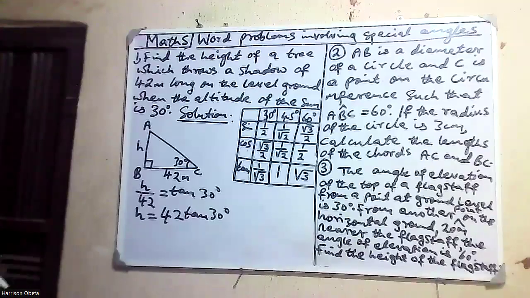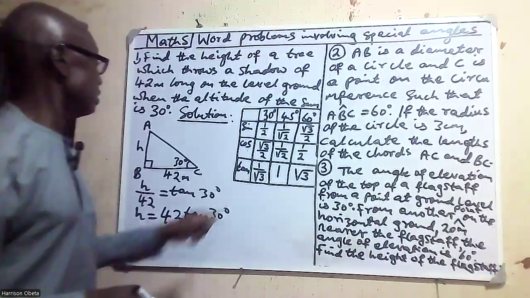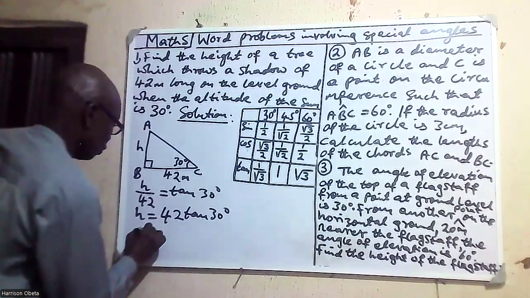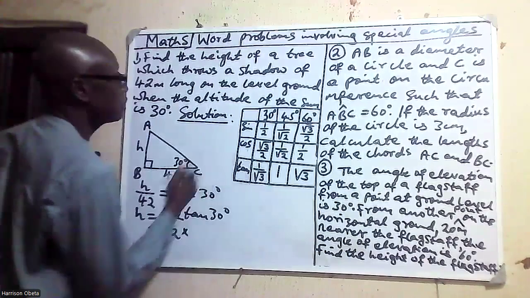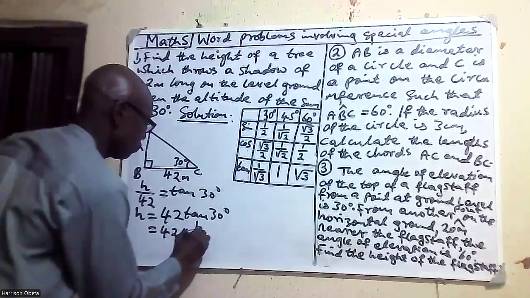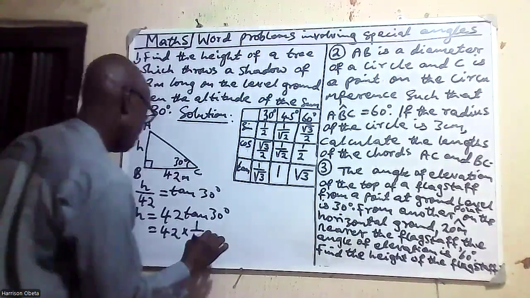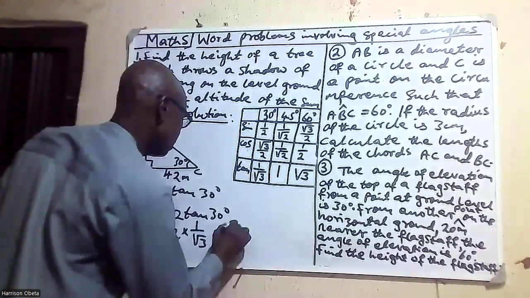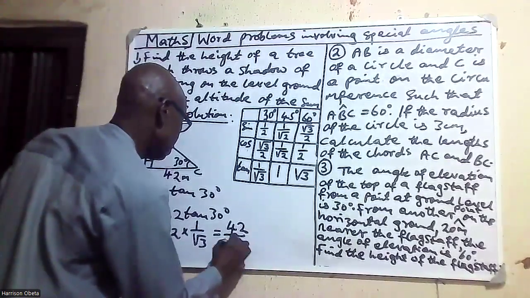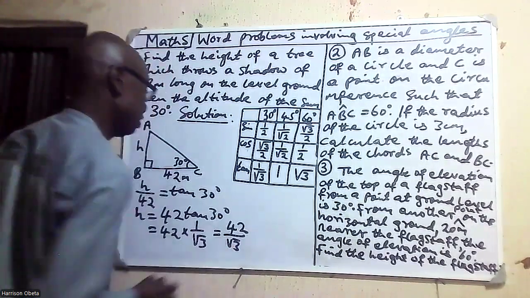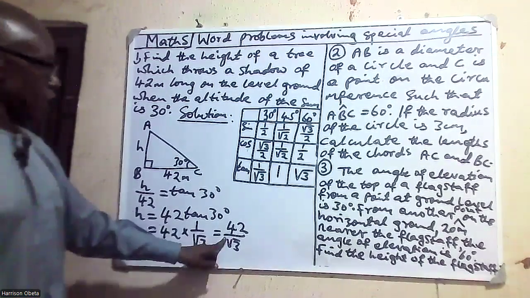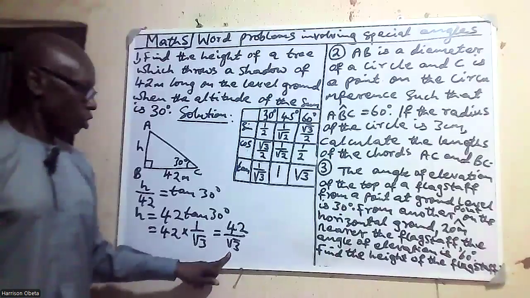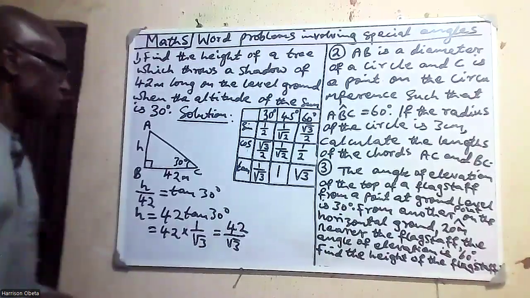Well, from our table, tan 30 degrees is 1 over root 3, which is 42 times, pick the value here, 1 over root 3, which is the same thing as 42 over root 3. Well, we're not going to leave the answer like that because we know that we can rationalize further by using the denominator to multiply the numerator and denominator.